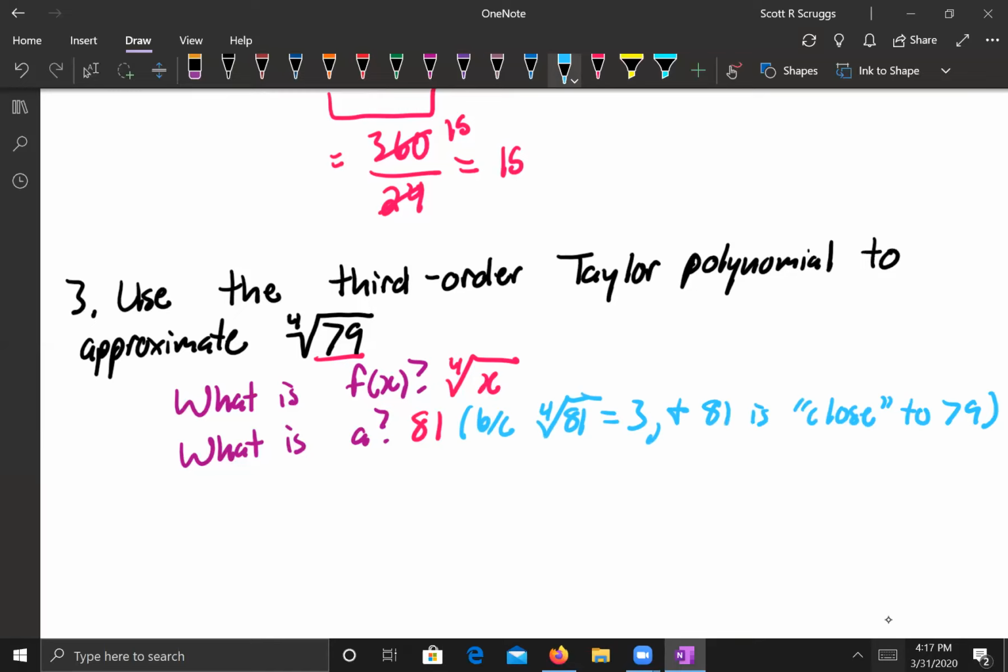All right. Since y'all now know what f of x is, and you know what a is, go ahead and work on the third order Taylor polynomial. Since y'all got the hang of it, I'll give y'all until like 4:20 p.m. to work on it.